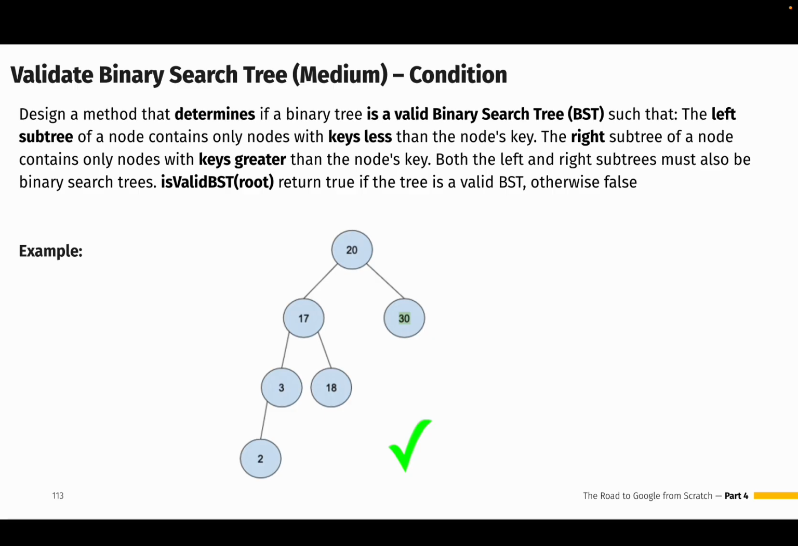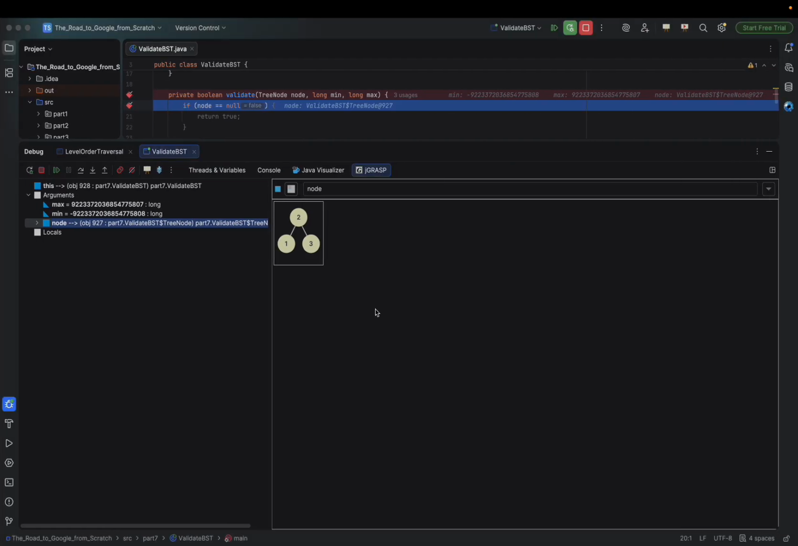Now let me show you an example. Here we have a small tree where we have a root 2, a left subtree with one element 1, and a right subtree with one element 3. The algorithm will work in that case by using depth first search.